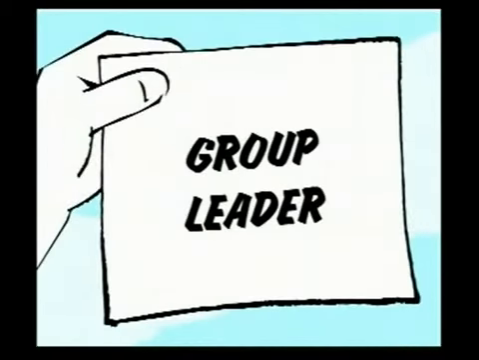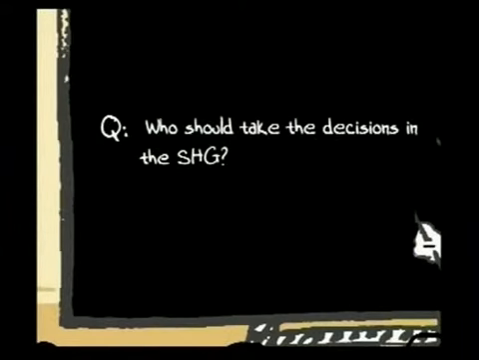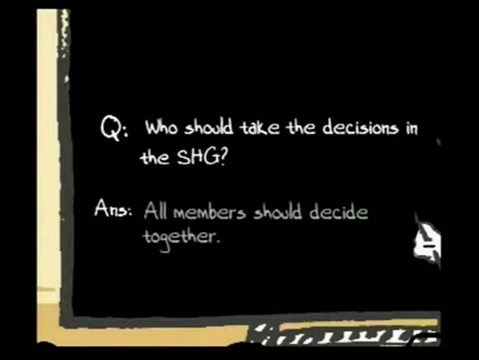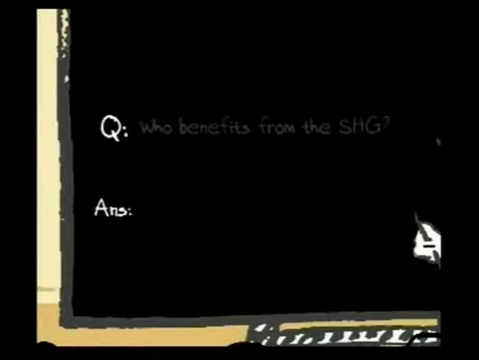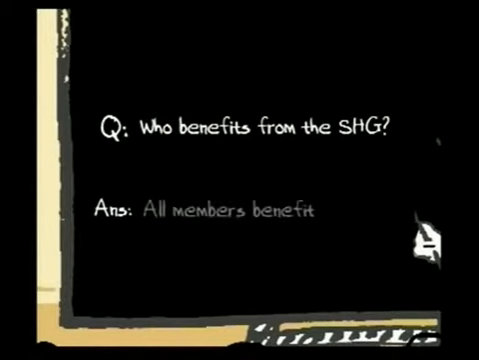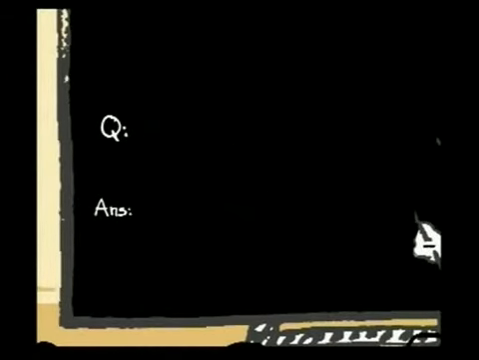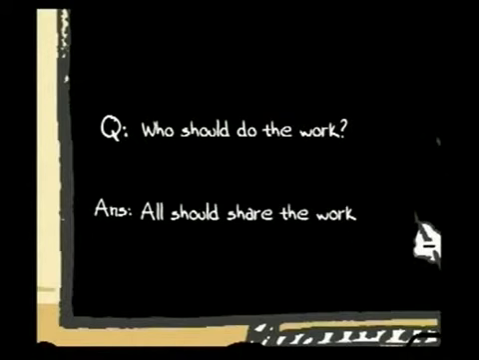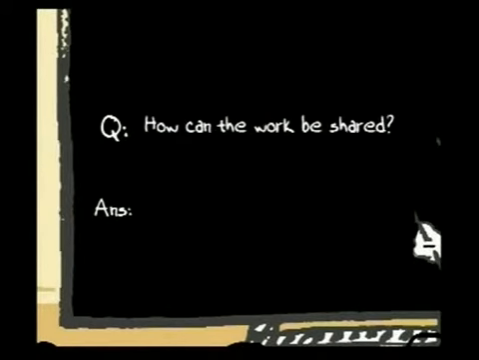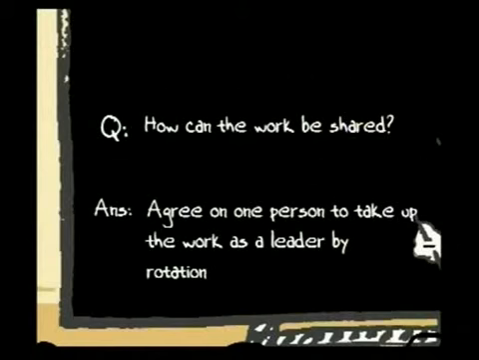Now the time has come for the group to find itself a leader. I found that the best way of doing so was to ask the group present here the following questions so that they could answer and choose their leader. Who should take the decisions in the SHG? All members should decide together. Who benefits from the SHG? All members benefit. Who should do the work? All should share the work. How can the work be shared? Agree on one person to take up the work by rotation.